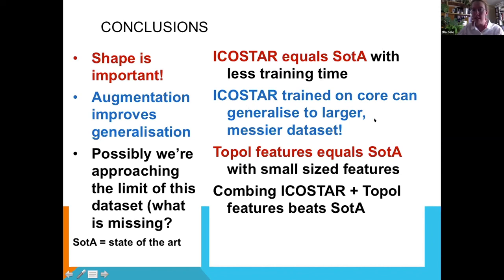Training on this very small data set, we're able to generalize to a much larger, messier data set. So this is awesome. If you go back to your lab and you've got like 50 molecules that you've run against a protein or whatever, or 150 molecules, say, then you could train on that and perhaps get something useful to predict on what to work on next. I think it's interesting that such small topological features equals the state of the art, which means that this problem is being solved using very much just the shape information, rather than that much of the chemistry. I'm not going to say that it's completely not chemistry, because there are ways that the chemical data is getting into these descriptions, but it seems that shape is the most important thing here.